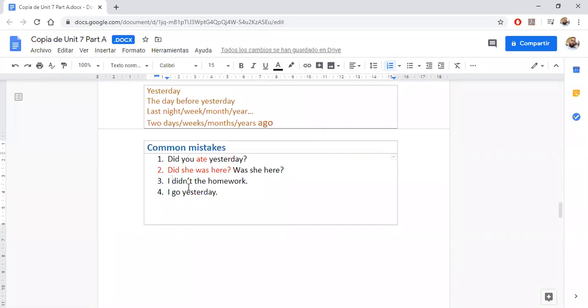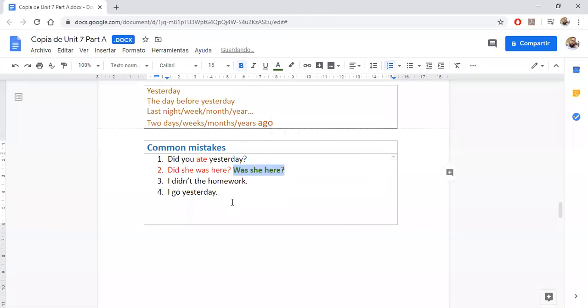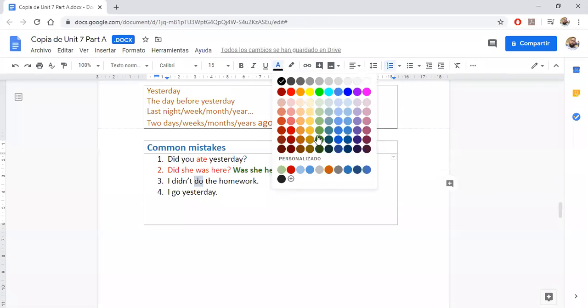Another. I didn't the homework. What is the problem here? No verb. There's no verb in there. Exactly. So the correct one is I didn't do the homework, because you were missing the verb. So this is the correct form. I didn't do the homework. Good.